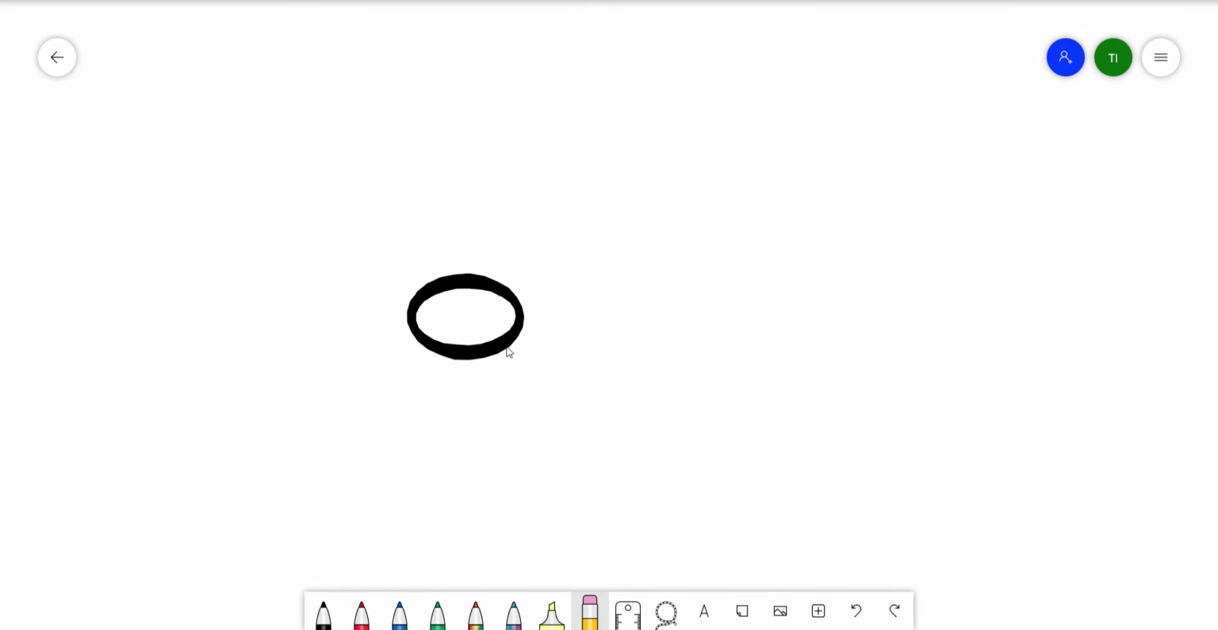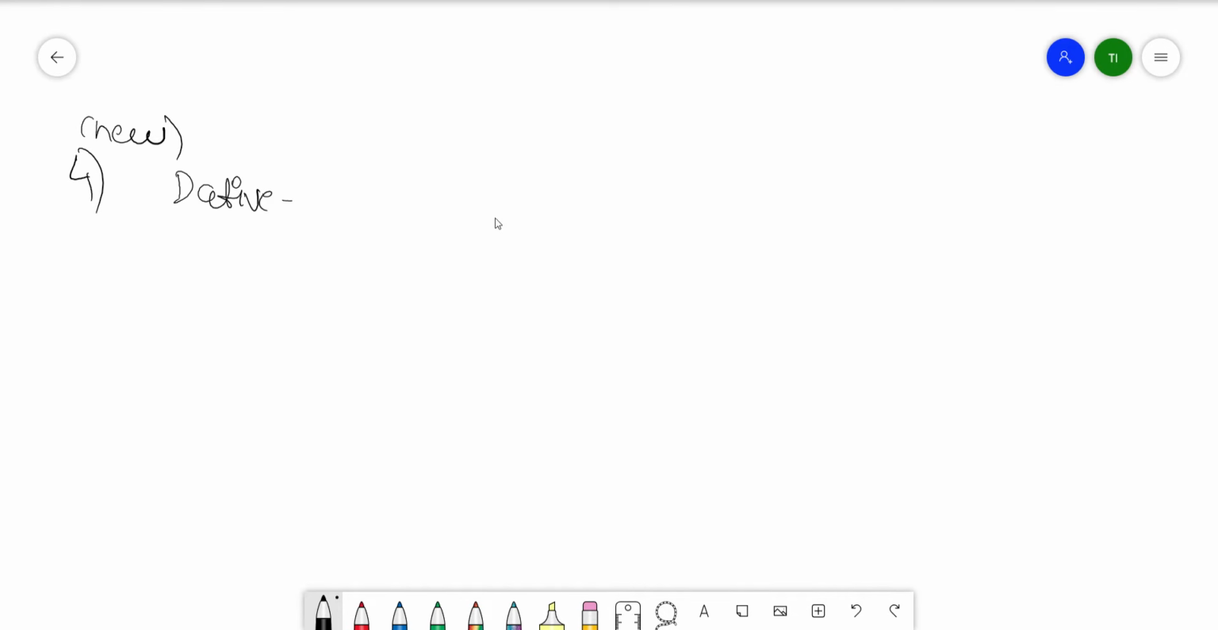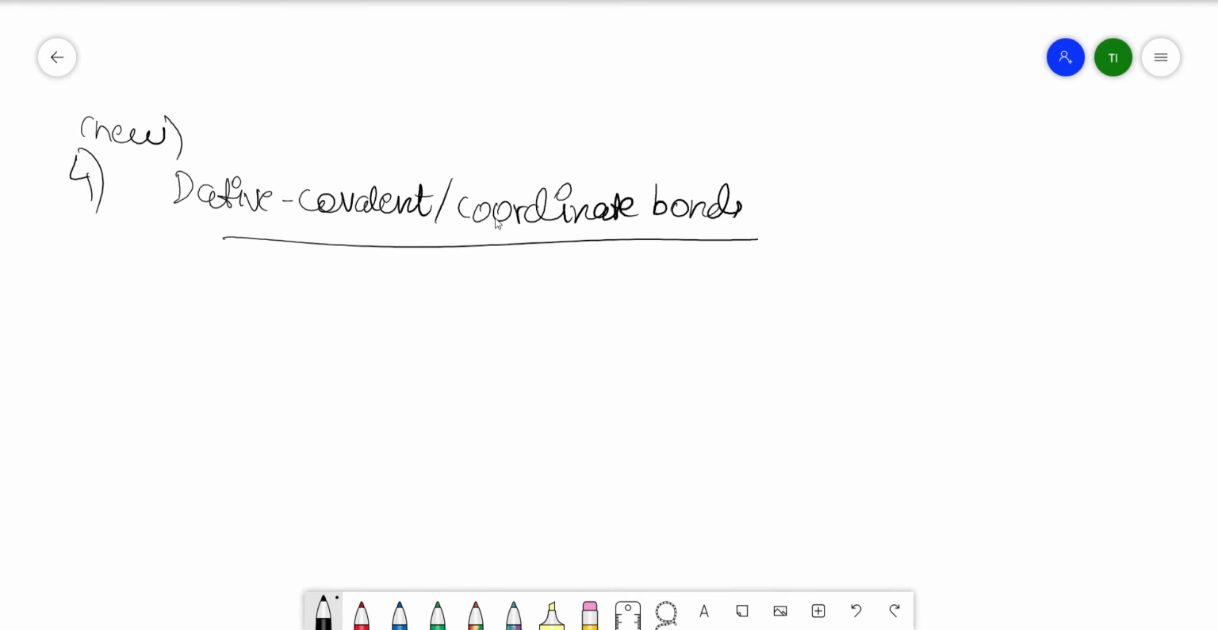Now I'd like to introduce a fourth type of bonding. It mainly comes in the transition elements, but it's also asked in the AS level. The fourth type of bonding, which is new for IGCSE students, is dative covalent, or you could also say coordinate bonds. Normally, for example, there's NH3, right?